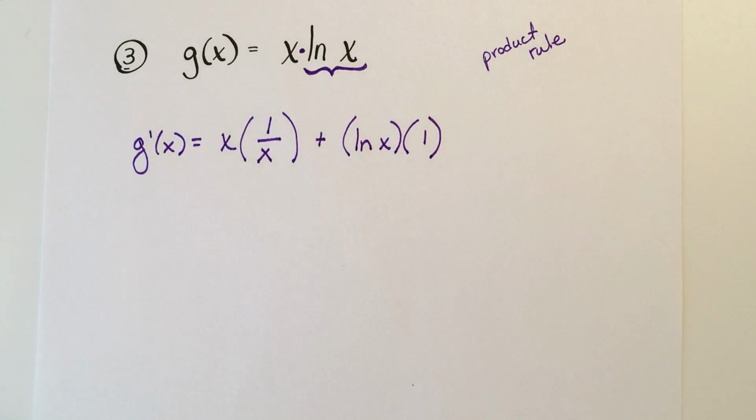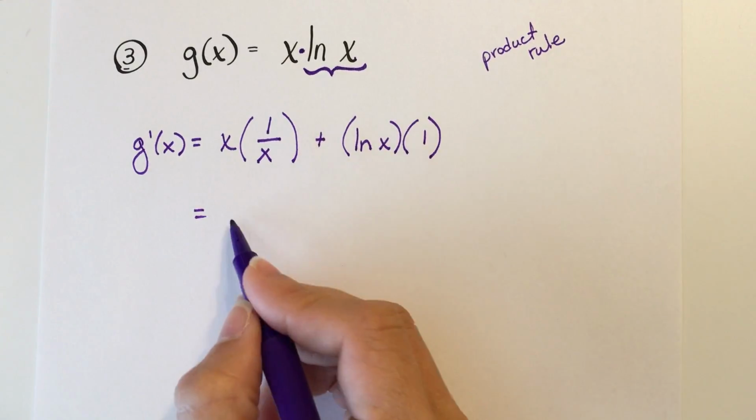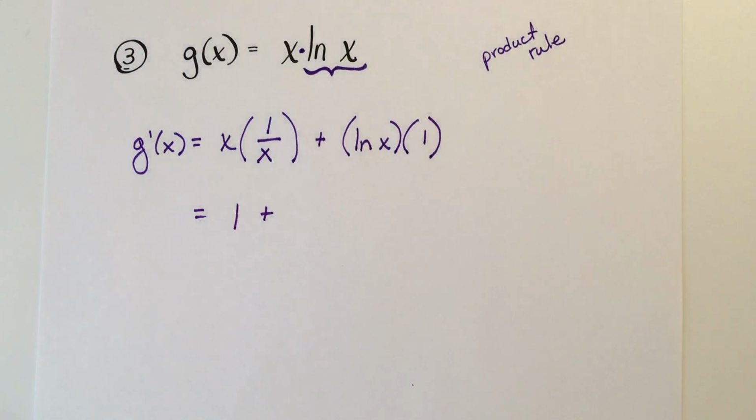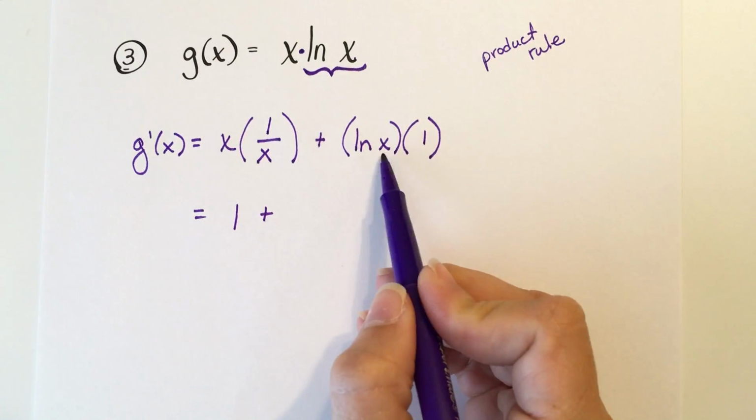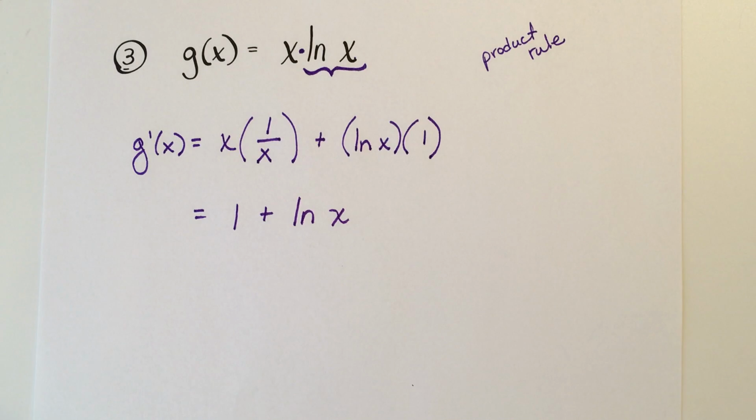Well, your first function is just x, and the derivative of x is just 1. So now take this and simplify. So what will happen here is your x's will cancel out, so that first term just simplifies to be 1. Of course, natural log of x times 1 is natural log of x. So there's your derivative.